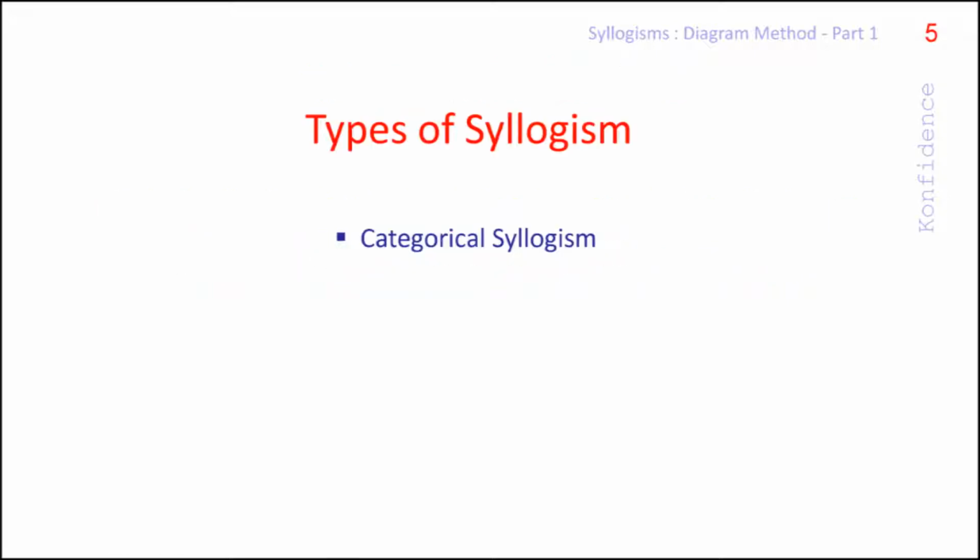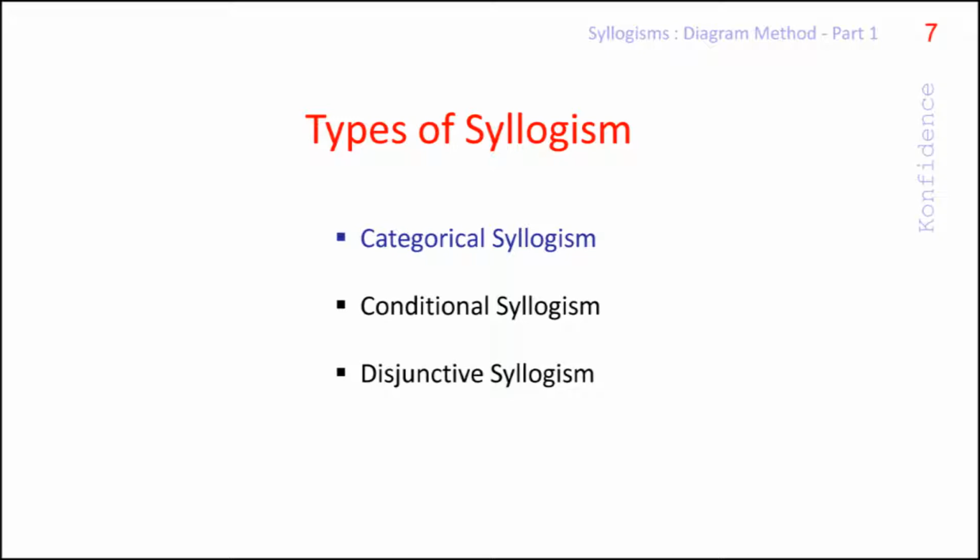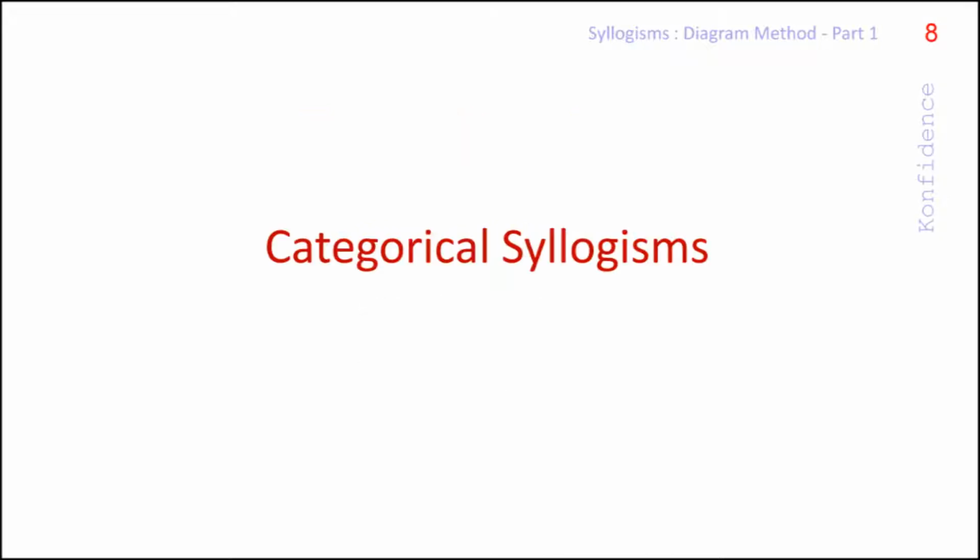You should understand that categorical syllogism is just one type of syllogism. There are other syllogisms or logical constructs like conditional syllogisms, disjunctive syllogisms, etc. However, when we say syllogism, the most commonly meant idea is that of categorical syllogism. We shall restrict this discussion here to categorical syllogisms and leave the others for later. Let us focus on categorical syllogisms.